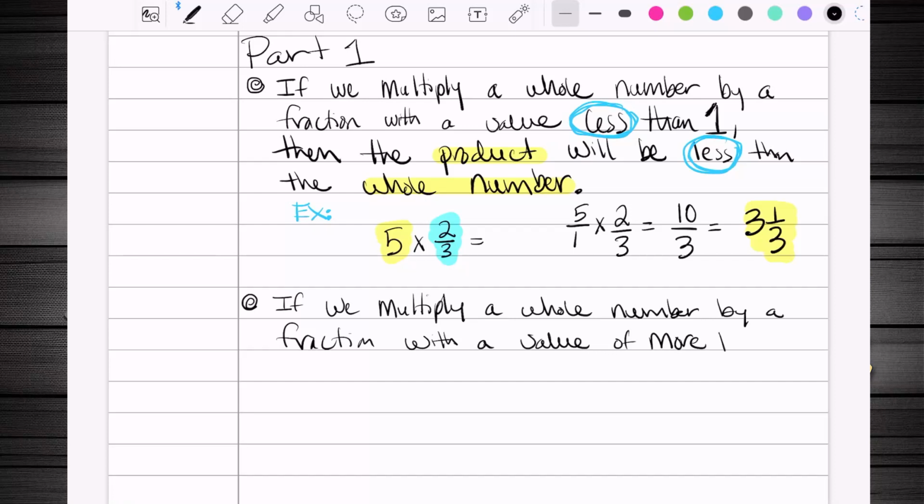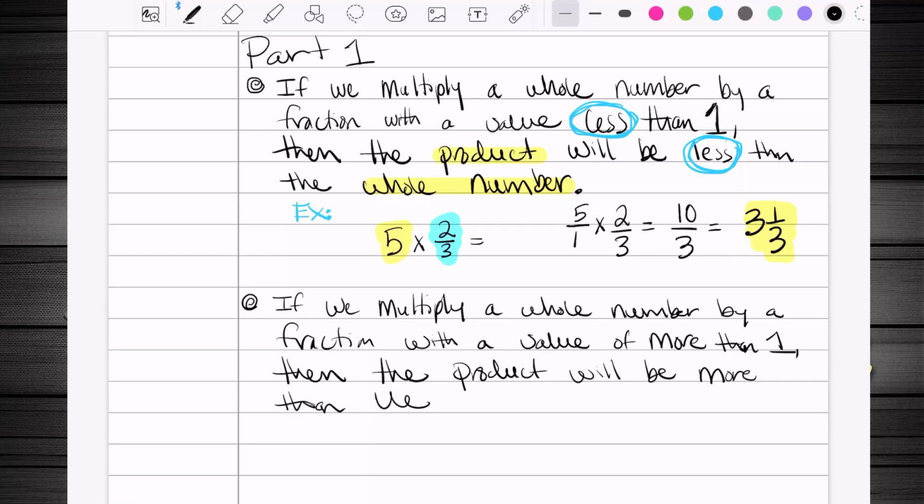If we multiply a whole number by a fraction with a value more than 1, then the product or answer will be more than the whole number. The answer is going to increase. The number will get bigger. The answer will get bigger. That's a better way to say it. So I'm going to circle more in pink, more than 1, and then we'll look at an example.